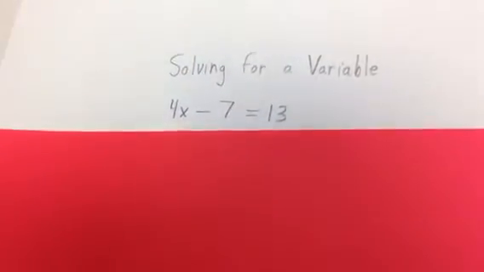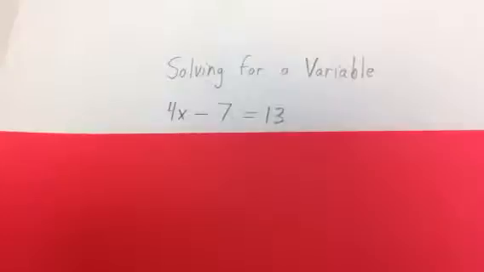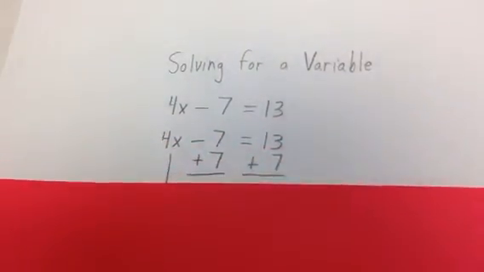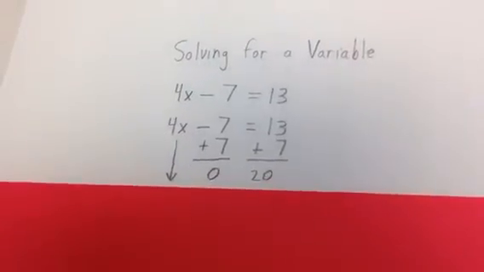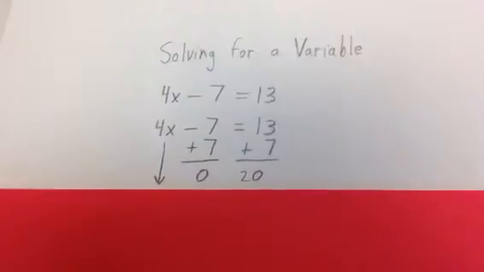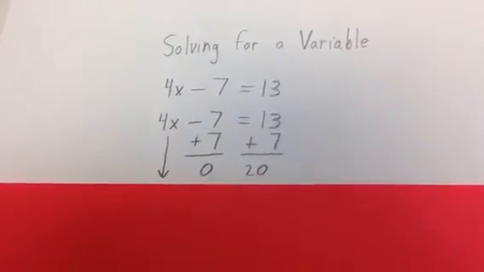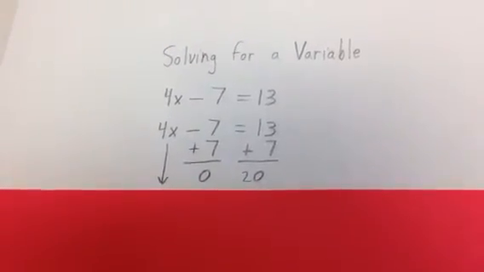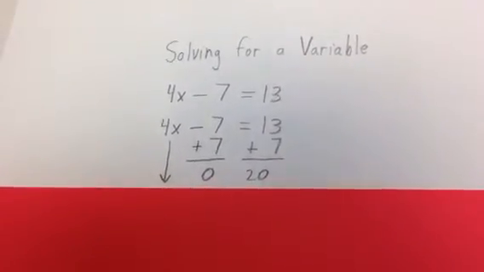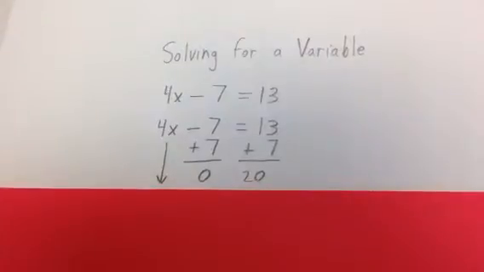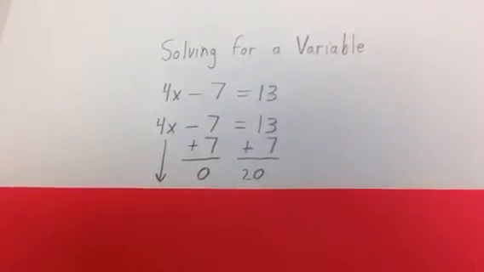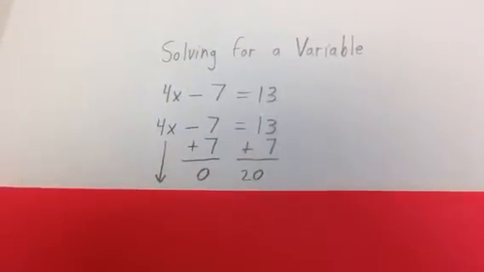Now, in order to do that for this particular problem, we're going to want to add 7 to both sides, because the goal here is we're trying to combine like terms. If you notice, when you have negative 7 and you add 7 to it, it makes 0. And that's part of the objective here, is to get 0 on one side and move the number to the other side of the equal sign. But since we added 7 to the left side, we also want to add 7 to the right side. And in this case, it makes 20.